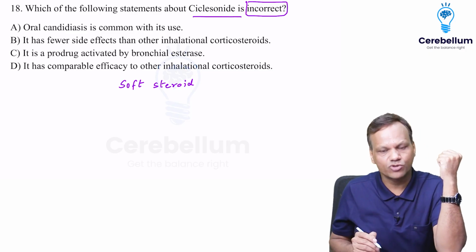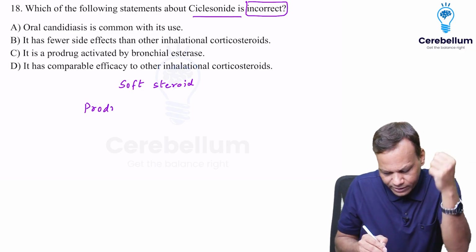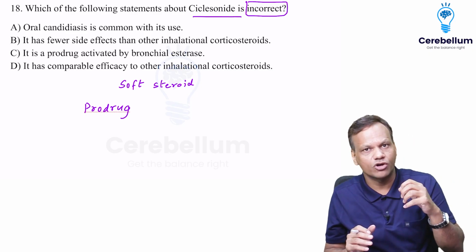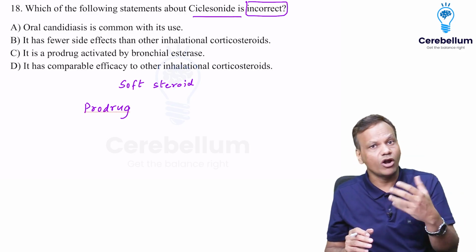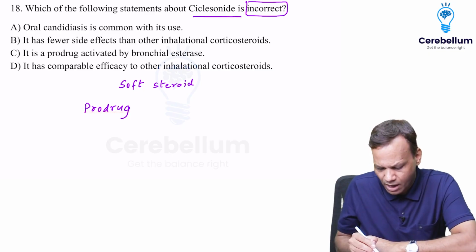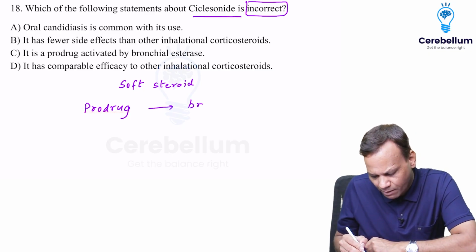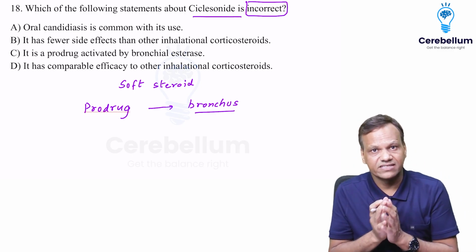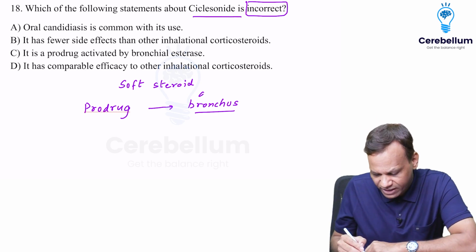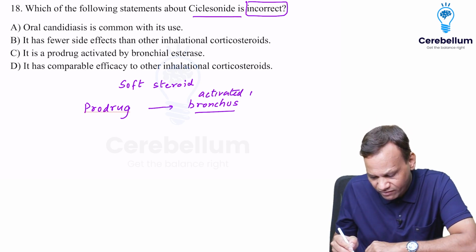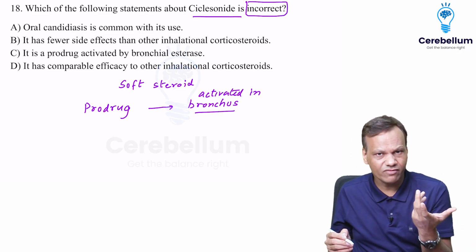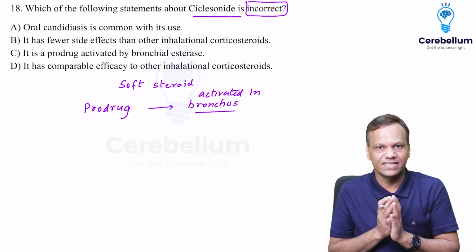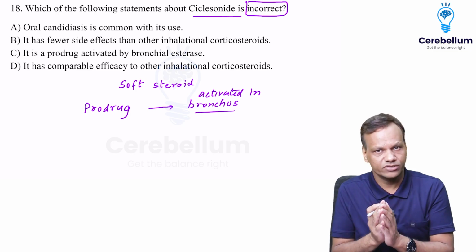But what is special about ciclesonide? Ciclesonide is a pro-drug. That means it is not active. So when we are giving inhalational steroid in the form of ciclesonide, when it deposits on the way, it is not active at all. It is inactive. It is pro-drug. But inside the bronchus, it becomes active. In the bronchus, there is one enzyme called esterase that will make it active. So activated inside the bronchus. So what will be the advantage? Yes, whatever is deposited is inactive, so that will not cause candidiasis. So it has much lesser risk of causing oropharyngeal candidiasis as compared to other inhalational steroids. Okay, so that is the main point.